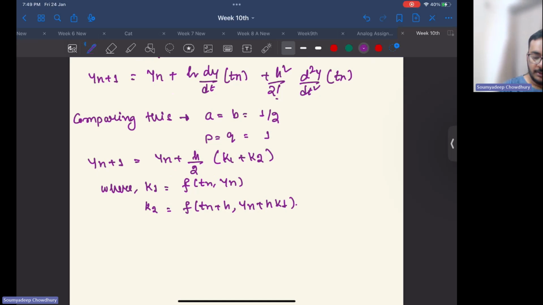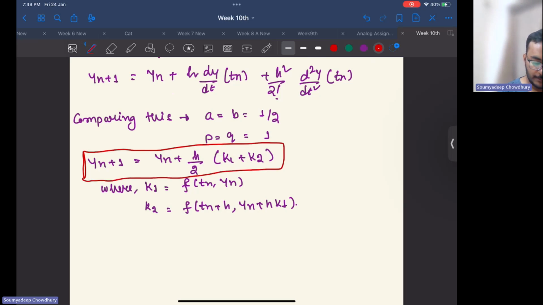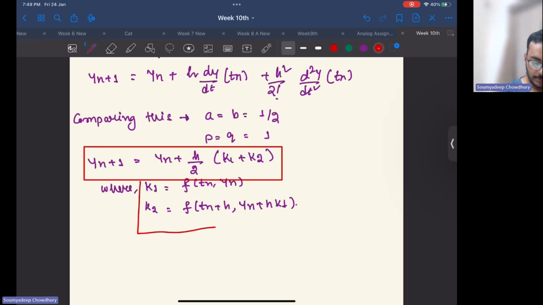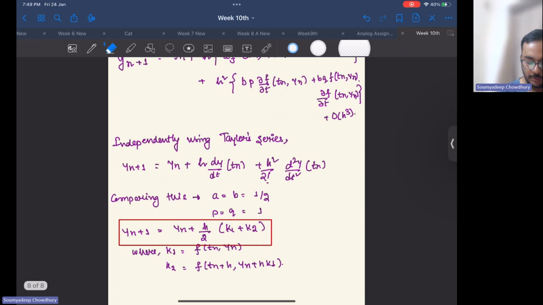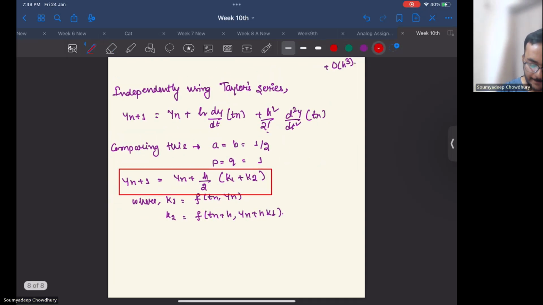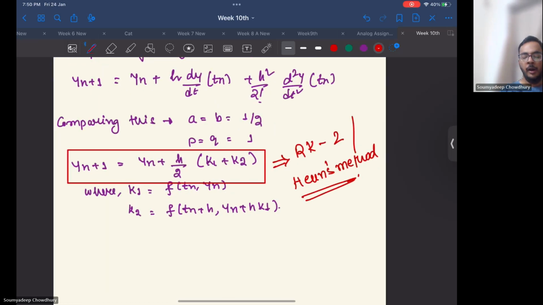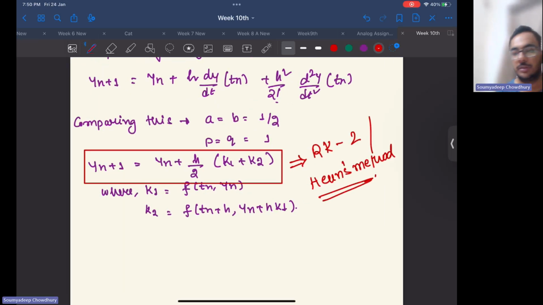So using this, we can solve the differential equation numerically. And this is also known to you. Okay, so this is known as the RK2 method or the Heun's method. This is the RK2 method or the Heun's method, right?